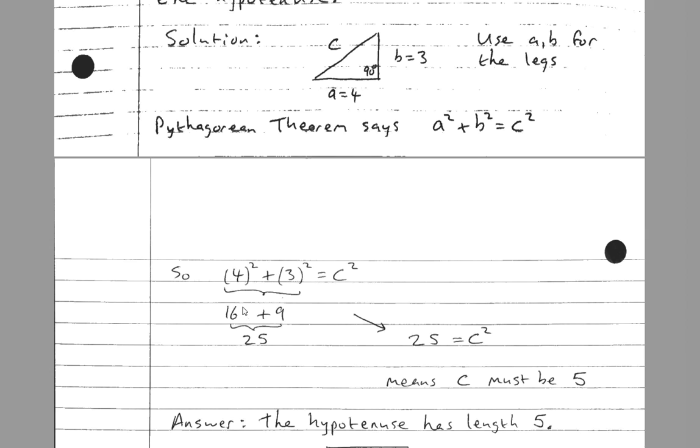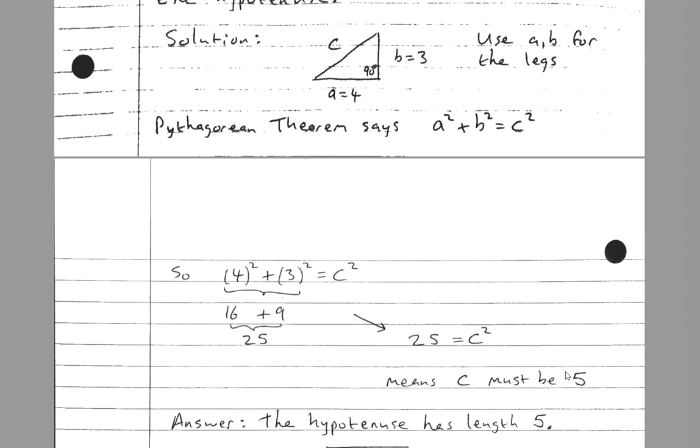So substitute: 4 squared plus 3 squared is equal to C squared by the theorem. And that's 16 plus 9, that's 25. So 25 is equal to C squared. Note, C squared is 25. So we're looking for a number so that when you square it, you get 25. Well, C has to be 5.